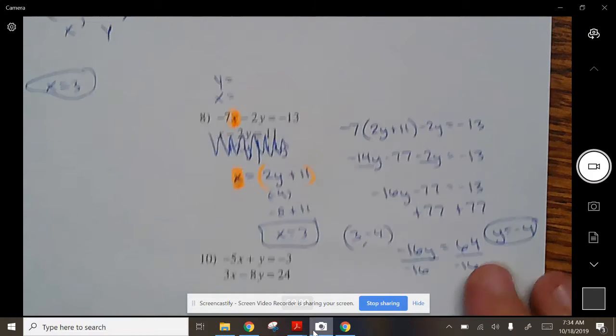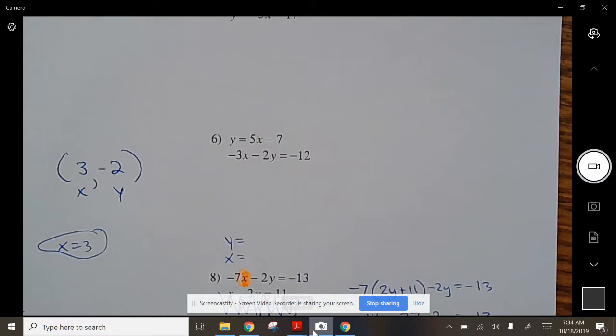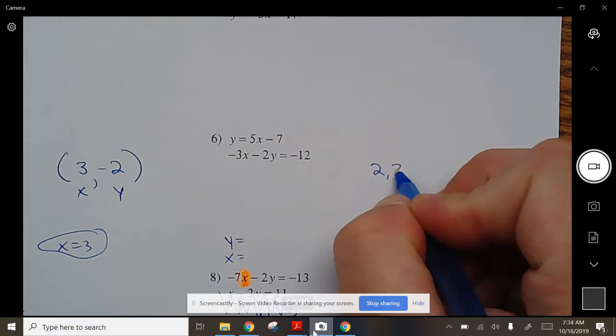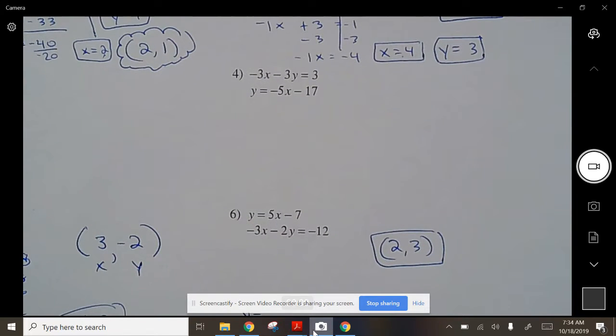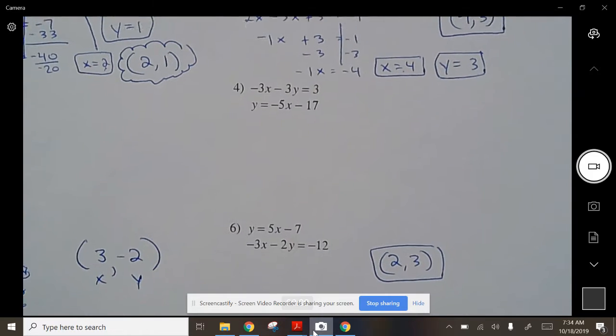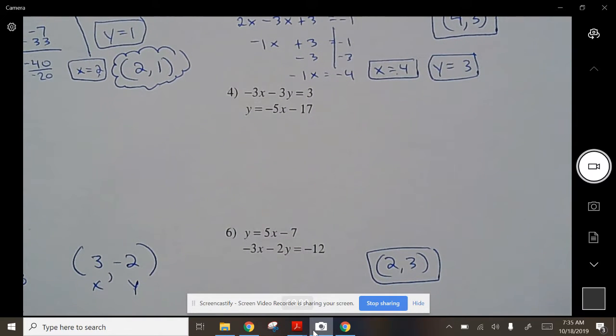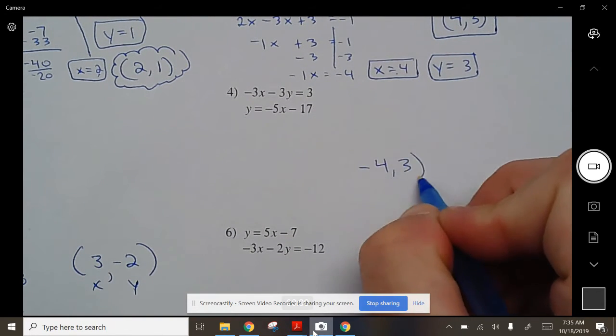All right. Why don't you try number 6 on your own? Real quick, number 6, and your answer should have been 2, 3. And now why don't you go ahead and try number 4 on your own? And your answer should have been negative 4, positive 3.